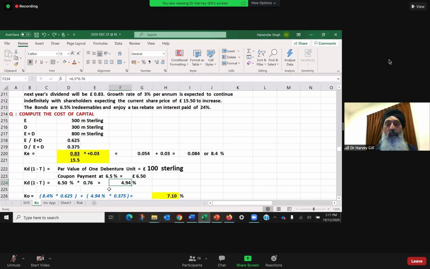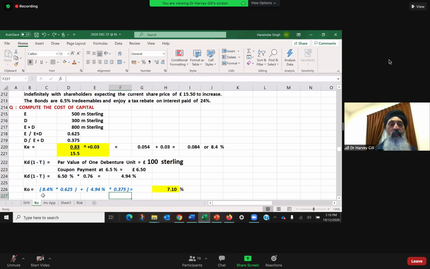So we want to get a weighted average of 4.94 here for KD, net of tax, and KE 8.4%. What's the weighted average? Weighted average means the number must be somewhere between this and this. If you are doing a weighted average and suddenly your number is bigger than this or smaller than this, then obviously you have pressed the wrong key on your calculator or on your keyboard. Then you need to check it again.